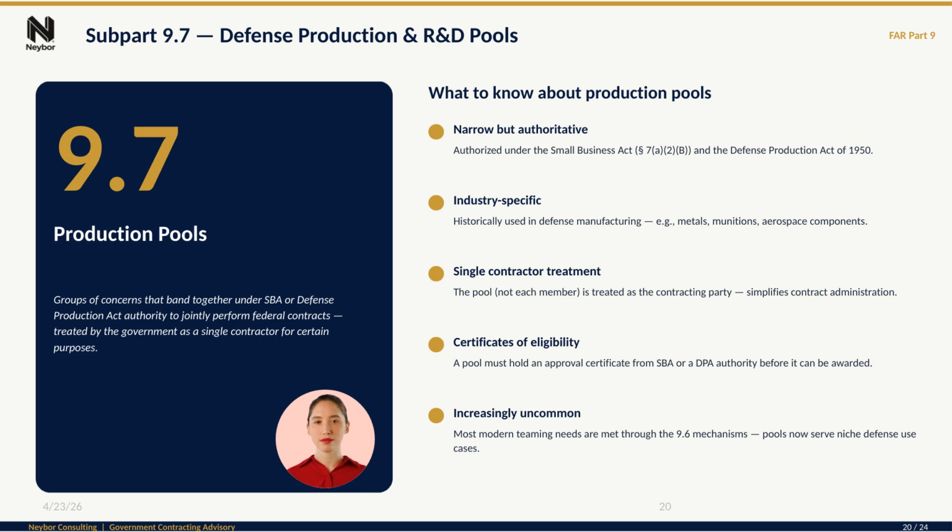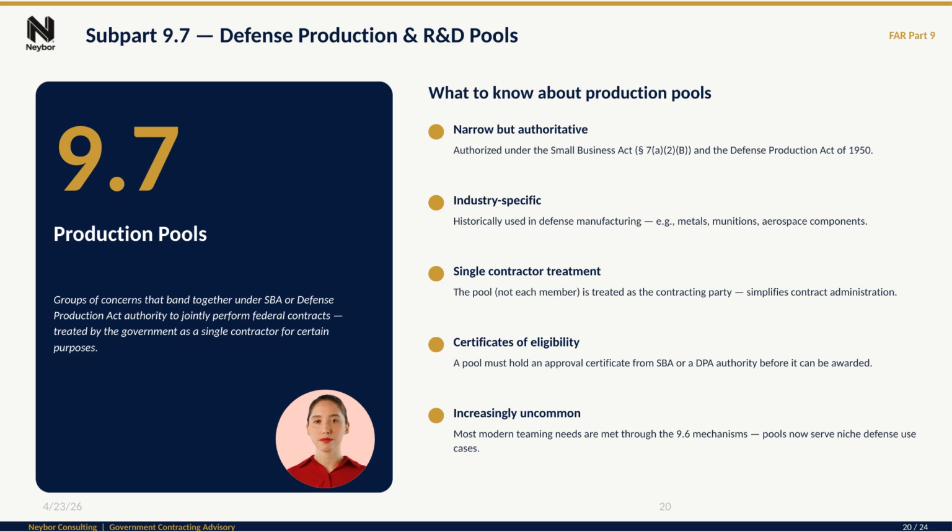The key mechanism shown in point 3 is that the pool itself is treated as a single contracting party. Rather than the government signing contracts with 10 small manufacturers, it signs one contract with the pool, and the pool allocates the work internally among members. In practice, pools are narrow and industry-specific, historically used in defense manufacturing like metals, munitions, and aerospace components.